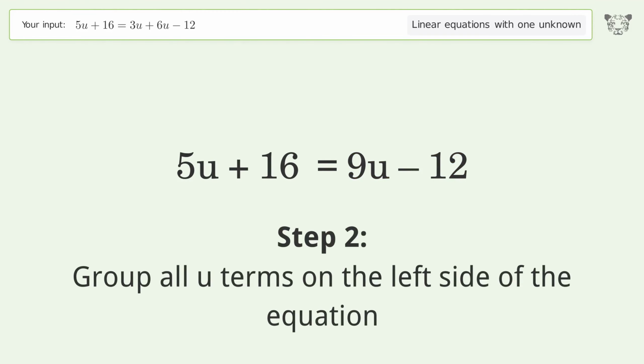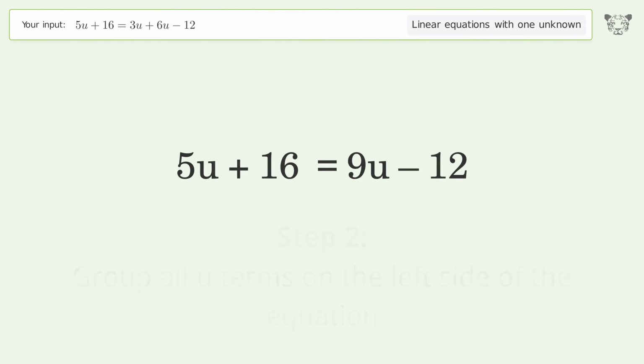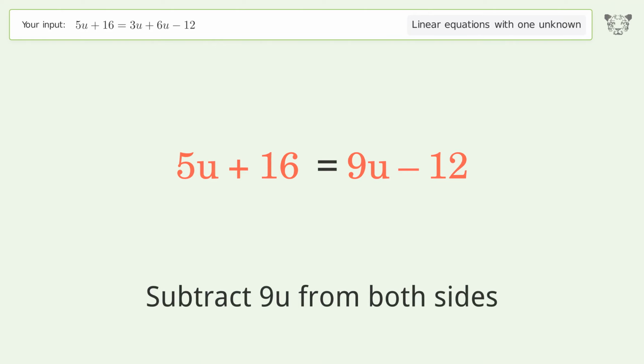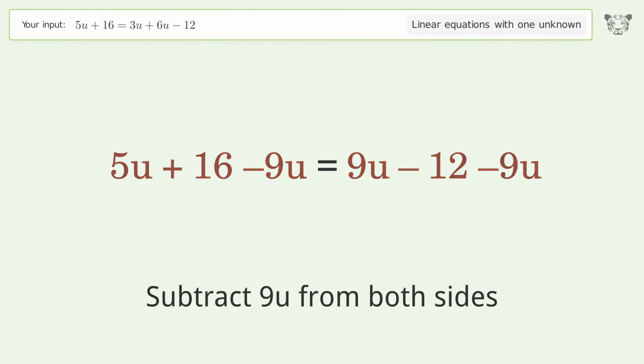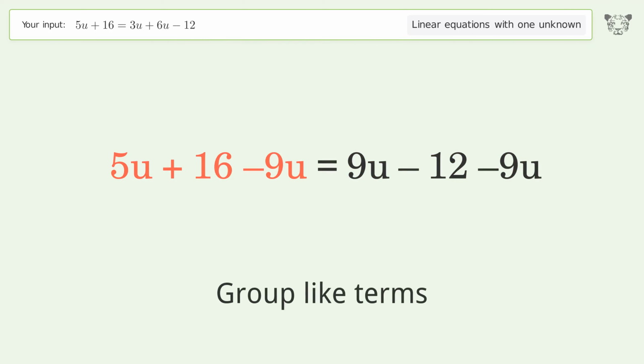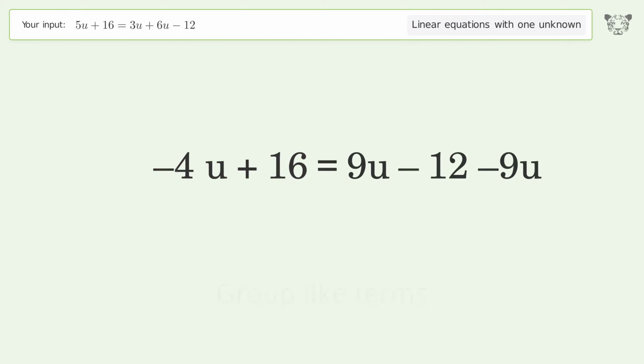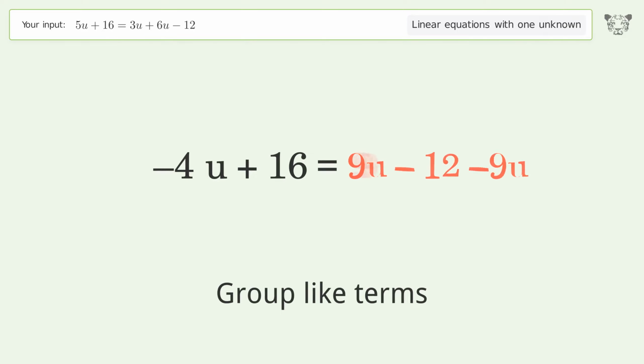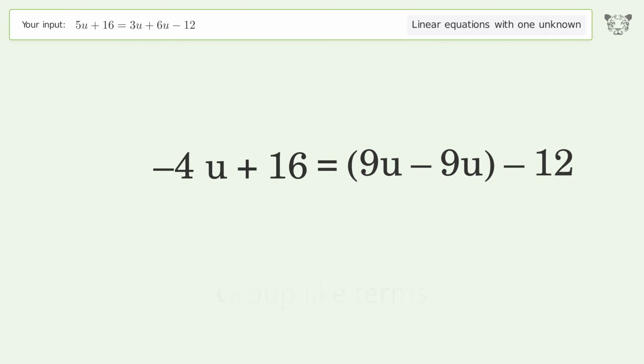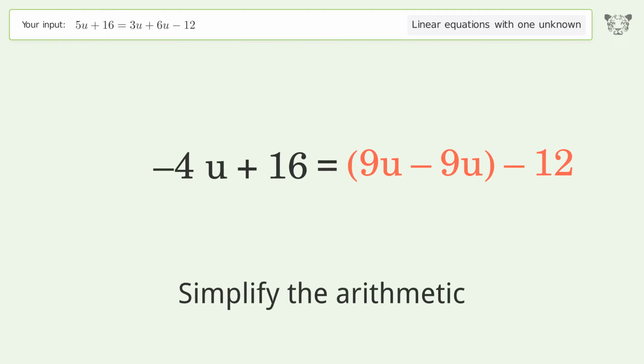Group all u terms on the left side of the equation. Subtract 9u from both sides. Group like terms. Simplify the arithmetic. Group like terms. Simplify the arithmetic.